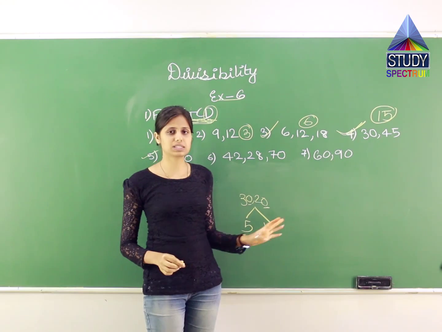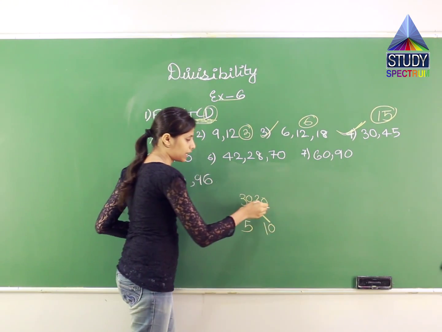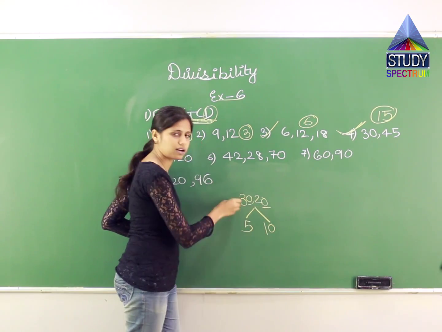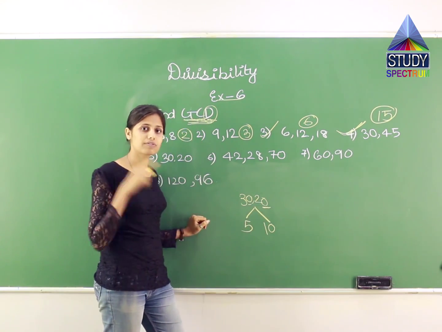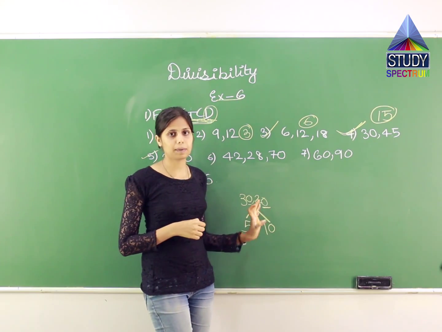Can they both be divisible by 15? No, right? Because 15 के टेबल में 20 नहीं आता है, 30 तो आता है. 15 1 15, 15 2 30. I don't get 20 anywhere. So 15 के टेबल में नहीं आ सकता.